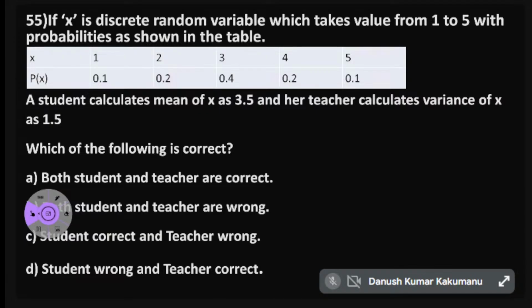Is the table correct or not? How to confirm? If you add all probabilities, the summation is 1. Summation of all probabilities is what? 1 only. Yes or no? What data is given? A student calculates mean of x as 3.5 and her teacher calculates variance of x as 1.5. Which of the following is correct? Both student and teacher are correct. Both student and teacher are wrong. Student correct, teacher wrong. Student wrong, teacher correct. Is it clear to all of you? Question understood? What is your favorite answer?